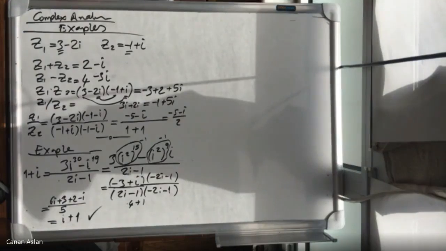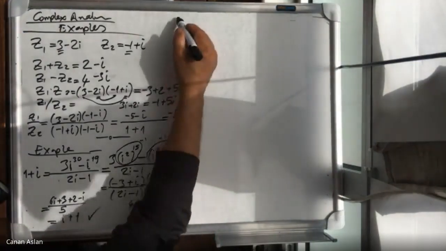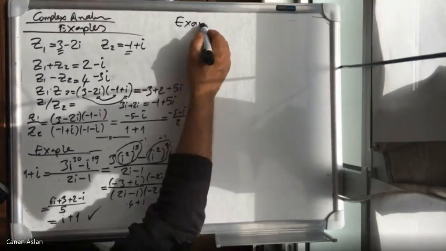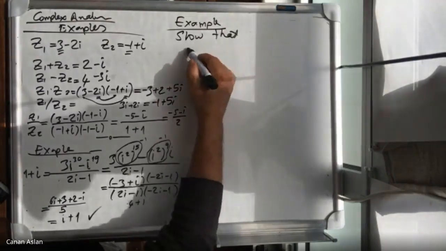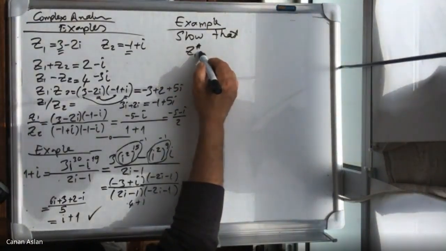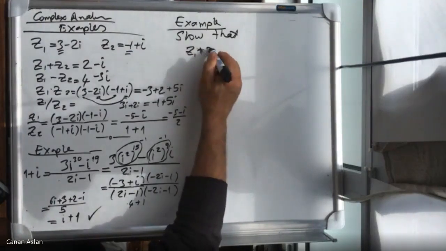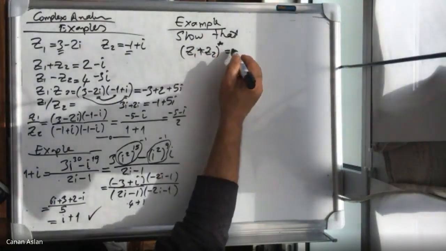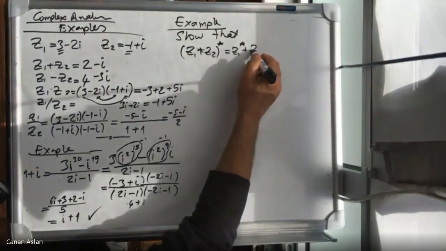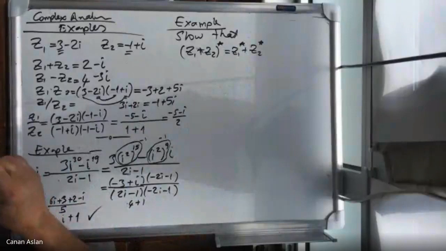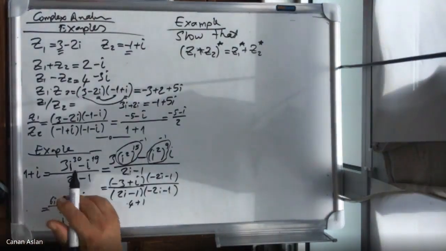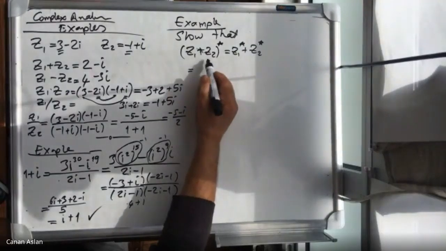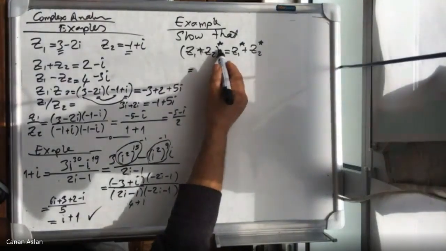Now we can show that. Another example here. In this example, show that Z1 star, Z1 plus Z2 star is equal to Z1 star plus Z2 star. Okay, this is how we have to do things. So how can we get this? We will first get Z1 and Z2, add them up, and then take the complex conjugate.